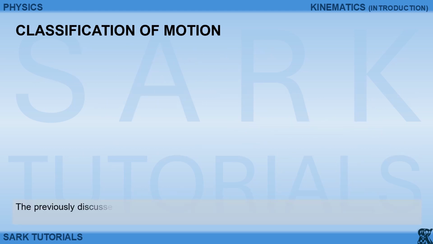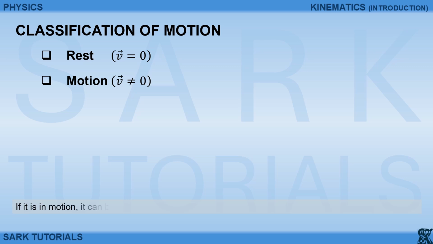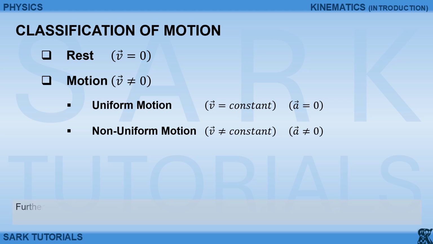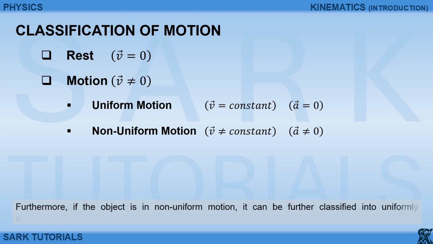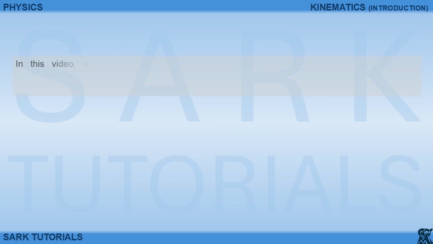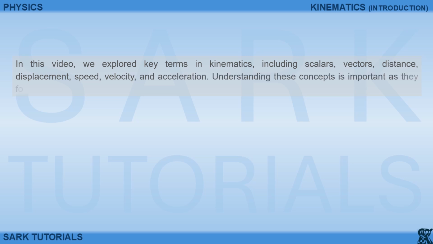The previously discussed classification of motion can be stated as follows: an object is either at rest or in motion. If it is in motion, it can be categorized as either uniform motion or non-uniform motion. Furthermore, if the object is in non-uniform motion, it can be further classified into uniformly accelerated motion and non-uniformly accelerated motion. In this video, we explored key terms in kinematics, including scalars, vectors, distance, displacement, speed, velocity, and acceleration. Understanding these concepts is important as they form the foundation for analyzing motion in physics.